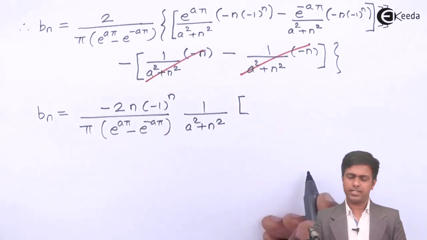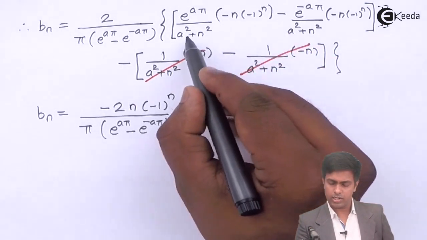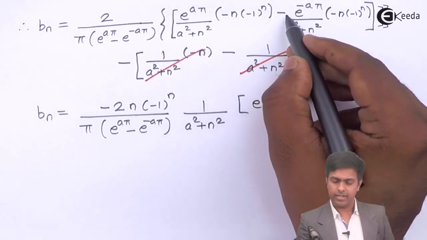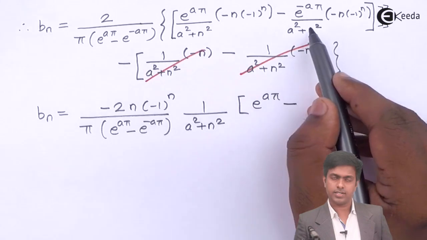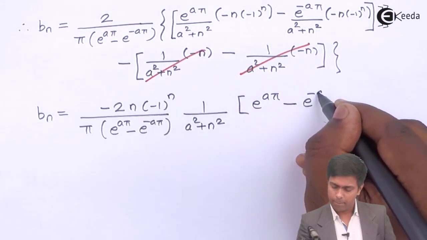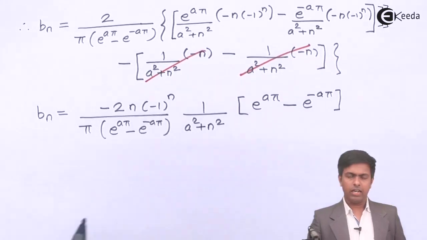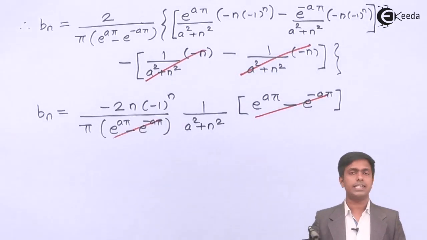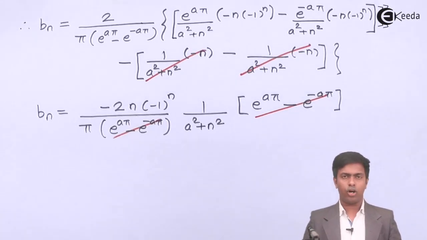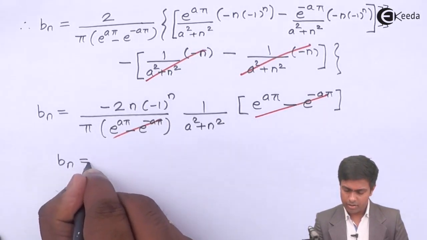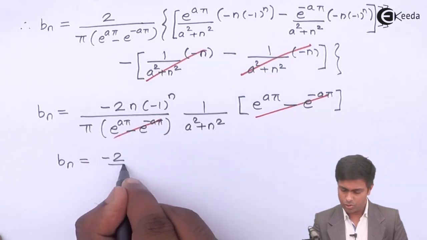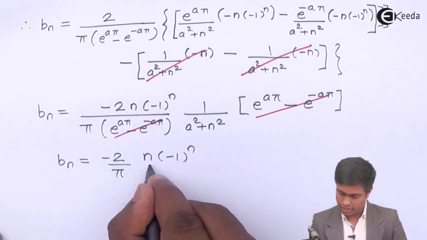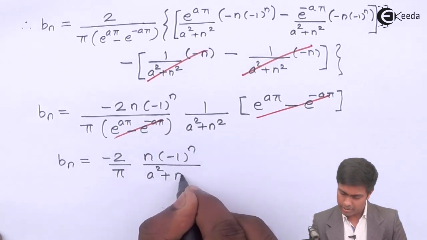Now guys, let's see what remains in the bracket. So this term is outside, this term is outside. From here only e raised to a pi will remain, minus, this term outside, this term outside. From here e raised to minus a pi will remain. Now guys, can we cancel something? Yes, definitely. From numerator and denominator we will cancel the same terms. Now let's see what is remaining. So bn is minus 2 upon pi and n into minus 1 raised to n upon a square plus n square.